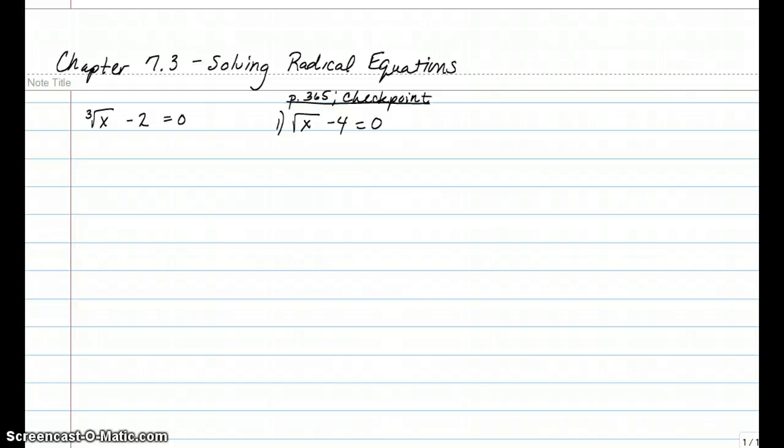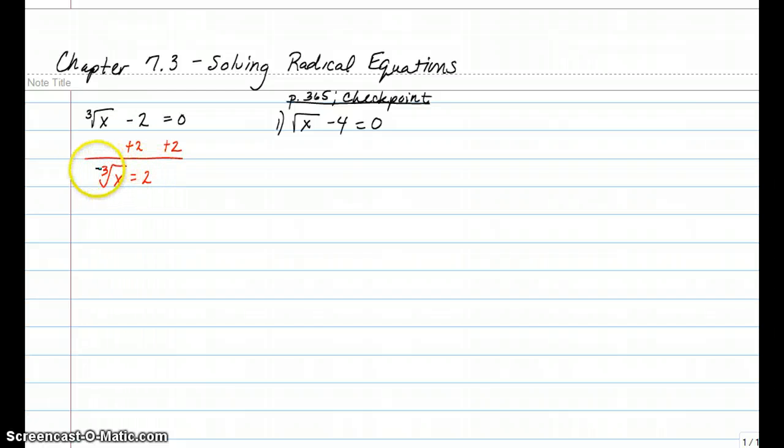Okay, the first problem we are going to solve in chapter 7.3, solving radical equations, is the cube root of x minus 2 equals 0. Although it doesn't look very pretty, you just simply add 2 to both sides. You end up with the cube root of x equaling 2.